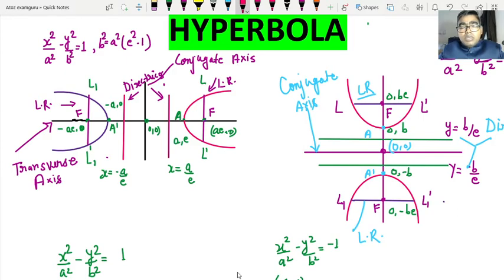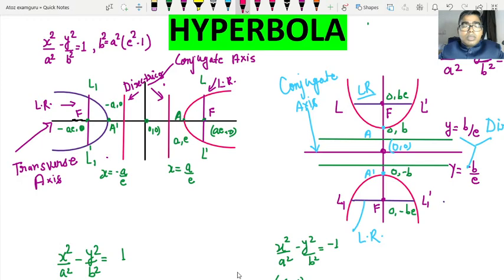The point A is called the vertex, and the coordinates are a comma 0 and minus a comma 0. Similarly, this is a focus F, and the coordinates of the focus are ae comma 0 and minus ae comma 0. It is the latus rectum which is passing through the focus, right? And the equation of the latus rectum is x equal to minus ae, and this is x equal to ae.